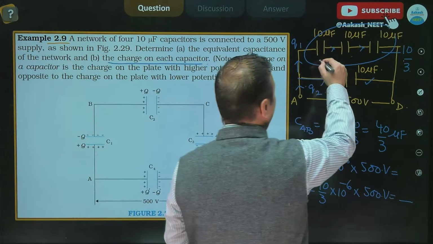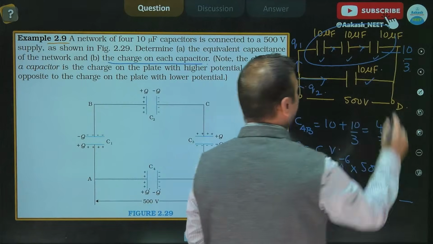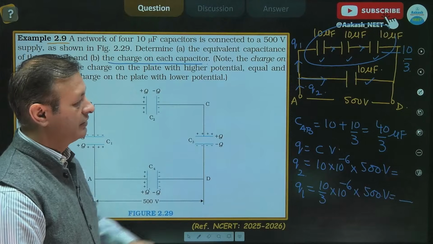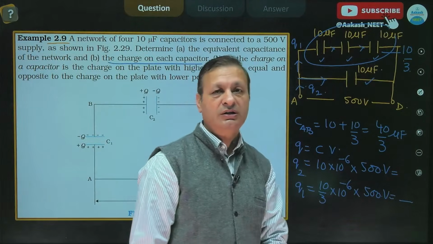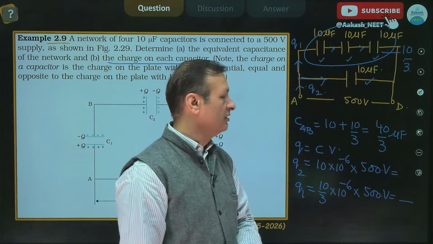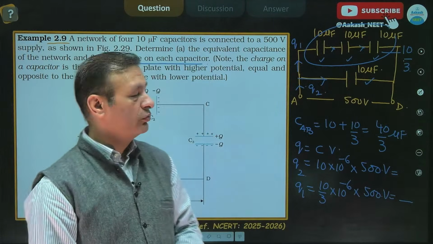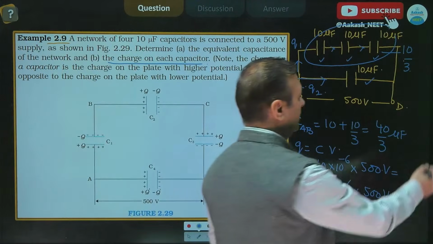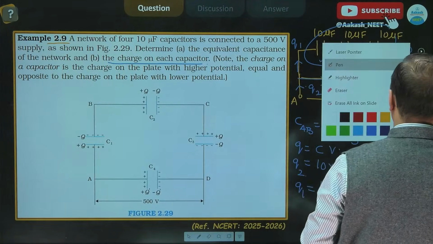Here the potential will be equally divided in all the three because they all are same. So that would be 500 by 3 each in all the three capacitors in series, whereas in this capacitor the potential applied would be same as 500 volts only. Any doubt from this part?